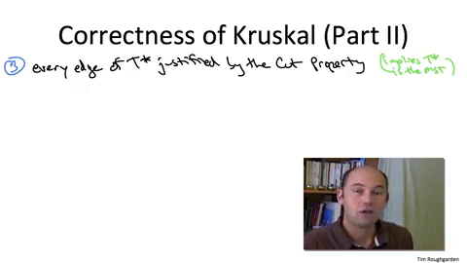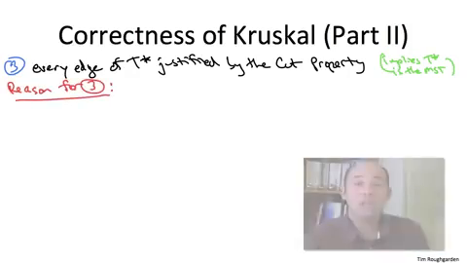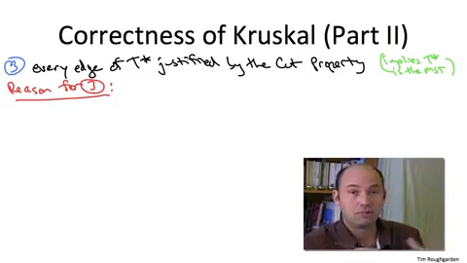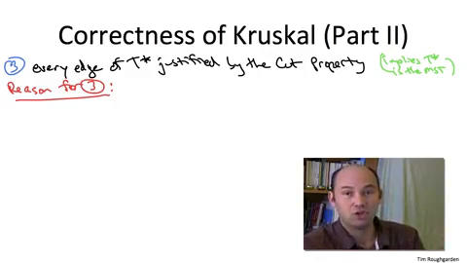And that's going to be the case for Kruskal. Now, this statement was easy to prove for Prim's algorithm, and that's because by the definition of Prim's algorithm, it selects edges based on being the cheapest in some cut.